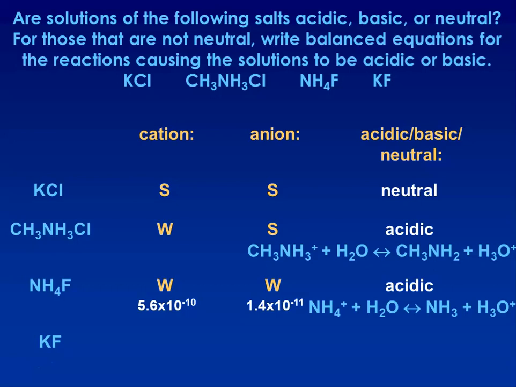KF, K is coming from an alkali metal, so that's a strong base that it would be making. F is coming from a weak acid, HF, so this is going to be a basic solution. And so it would be the F- combining with water. This time water gets to donate a proton. HF would be the conjugate acid of F-, and hydroxide ions would get formed. And it's because of what is made from those salts that allows them to be acidic or basic. You have hydrogen ions being made from the 2 acidic salts, and you have hydroxide ions being made from your basic salt.